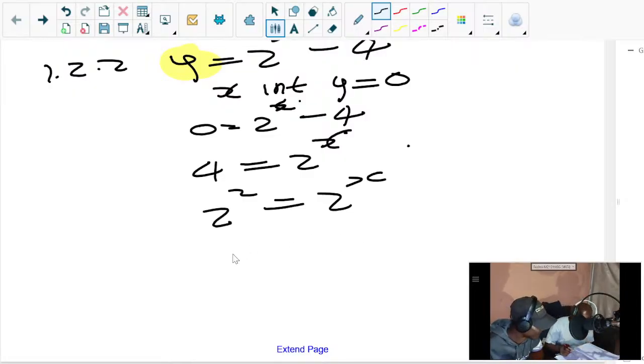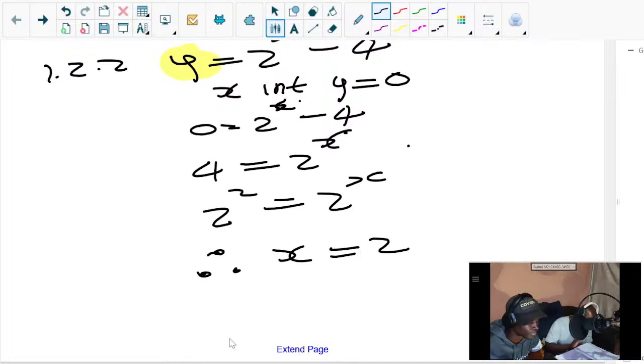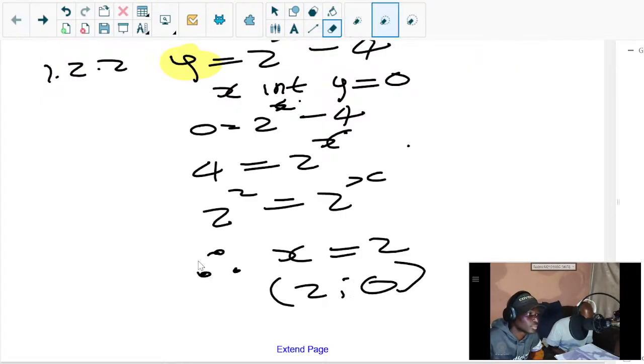Based on the fact that both of them are equivalent to the same thing. So on this one, we have the power of the same base, dropping the exponent, by which we can say therefore X is equivalent to 2. But we don't stop here. We're looking for coordinates. Let's write it in coordinate form: 2 is to 0. When X is 2, our Y is 0.